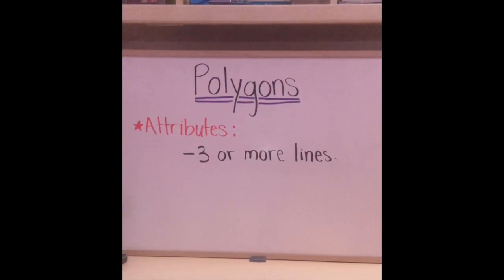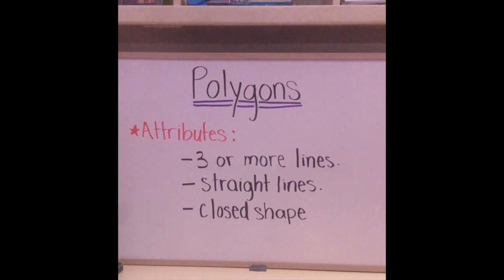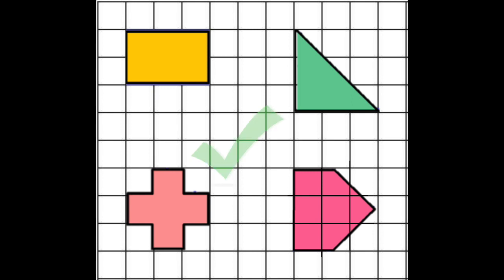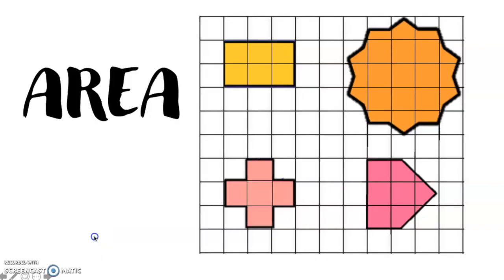Okay, now let's look at polygons and some of their attributes. Polygons must have 3 or more lines. They must have straight lines. And they must be closed shapes. These objects are examples of polygons because they follow the attributes that we looked at before. These objects are not polygons. Notice how some of them do not have 3 or more lines or straight lines, and they are open shapes.